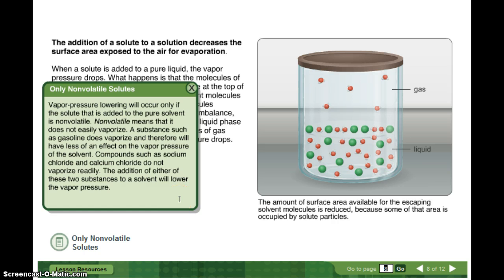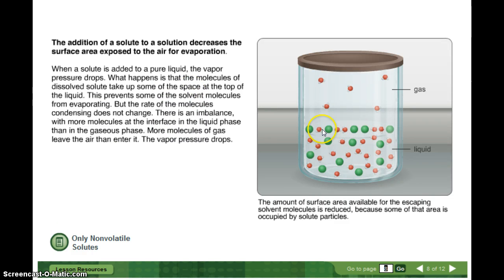Only non-volatile solutes. Vapor pressure lowering will occur only if the solute that is added to the pure solvent is non-volatile. Non-volatile means that it does not easily vaporize. A substance such as gasoline does vaporize and therefore will have less of an effect on the vapor pressure of the solvent. Compounds such as sodium chloride, salt, and calcium chloride do not vaporize readily. The addition of either of these two substances to a solvent will lower the vapor pressure.